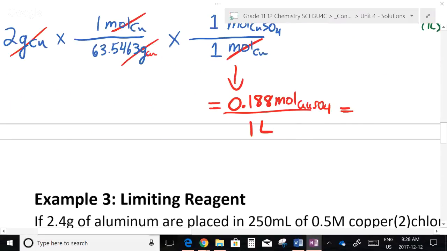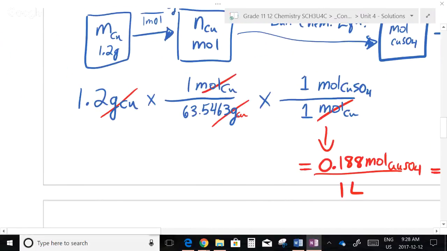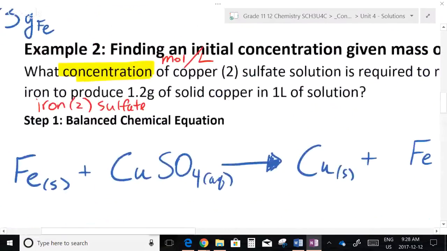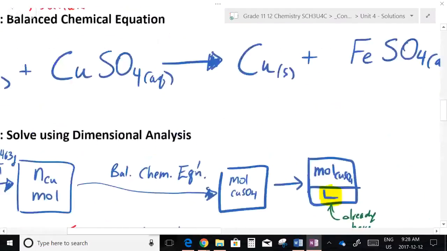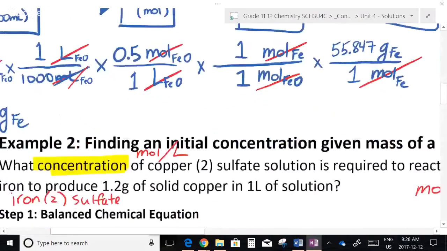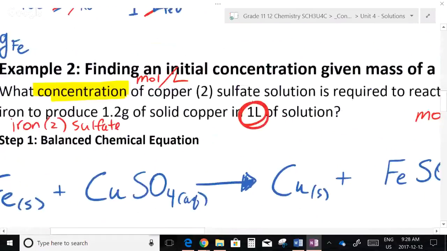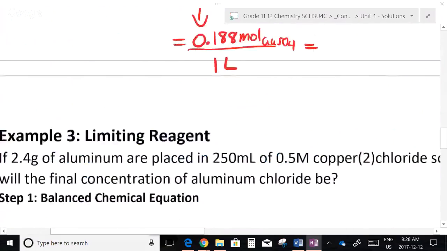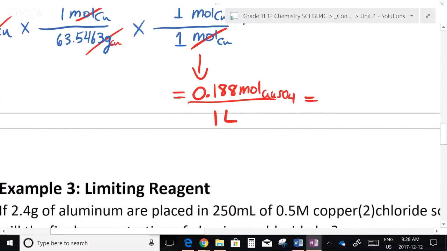Because I believe we only have 2, correct? In fact, no. What do I have? I have 1 sig fig. So my final answer here will be what? 0.02 moles per liter. Yes, Ruby.